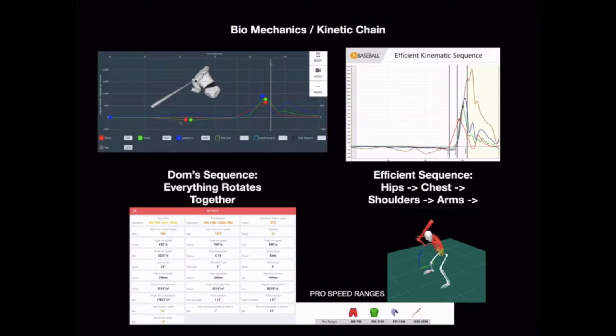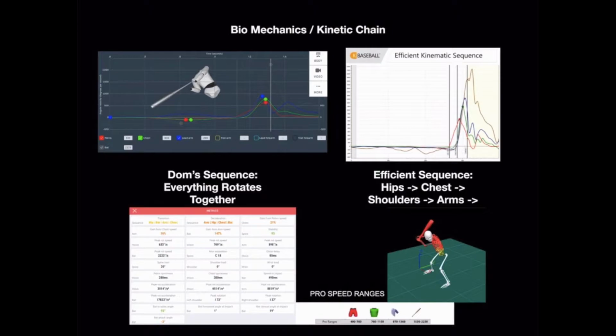In an efficient sequence, you'll see the hips peak first, the torso peak second, the arm peak third, and then eventually the bat. You will also see each segment of the body decelerate in the same order. If you look at our athlete's graph, you'll notice that the blue line representing the arms is the first thing to peak, followed quickly by the green and red lines representing the torso and hips as they peak together. This would be an arm first sequence or everything rotating together.